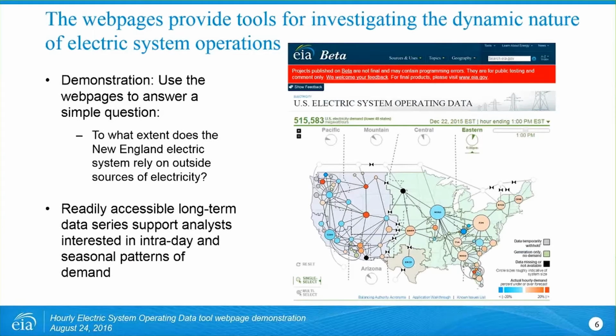So we're almost to the point of moving into the demonstration. The approach I want to take on the demonstration is, instead of just clicking through various pages, I want to use the tool to answer a simple question somebody might have about what's going on in the electric industry. The question I picked out here is, to what extent does the New England system rely on electricity from outside their system? And in addition to answering that question, we're also going to be talking about ways in which analysts can get access to the historical data. All right, so let me move on to the tool.